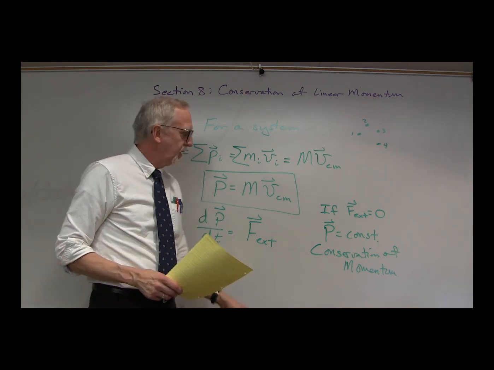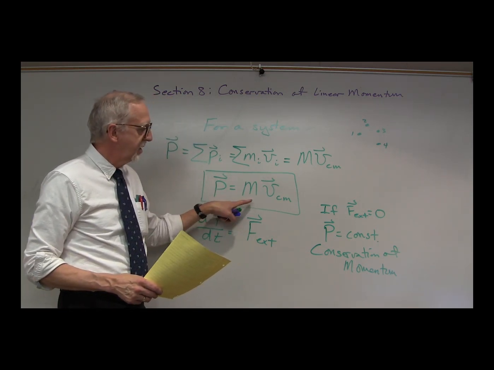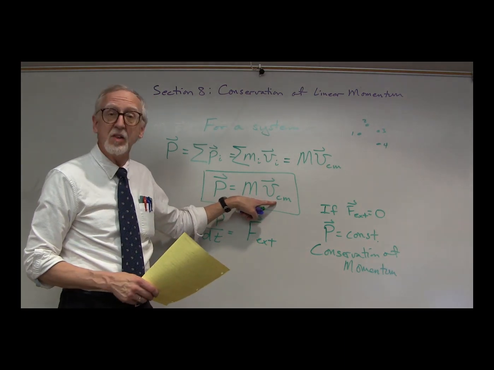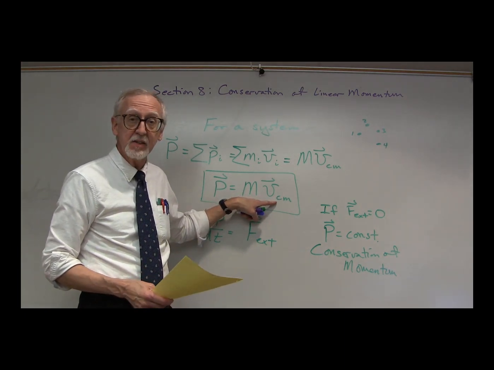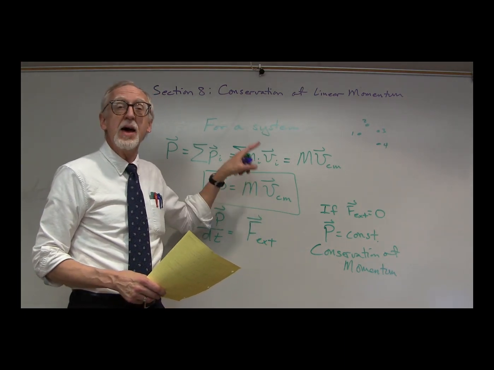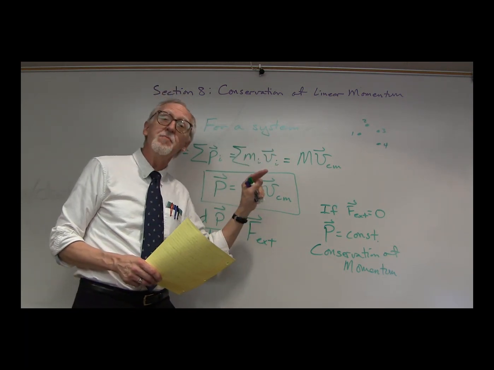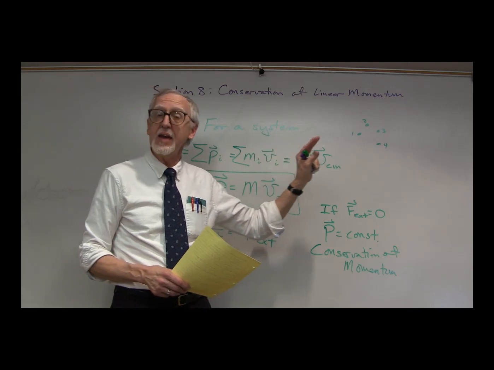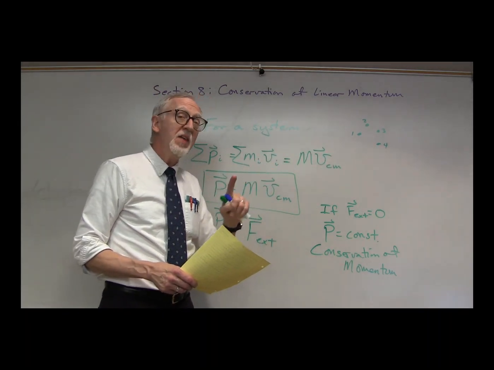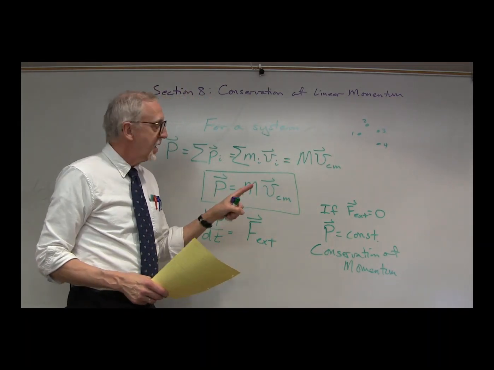But what does that mean? If P is constant and m is constant, that means the velocity of the center of mass is constant. The center of mass of the system moves at a constant velocity. That's a very, very interesting result.